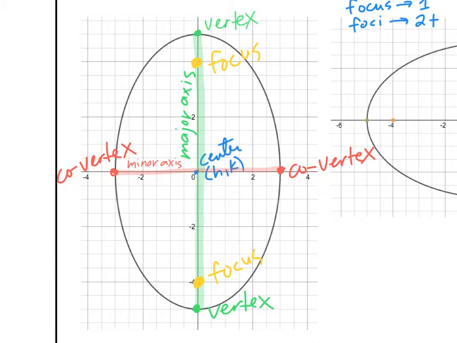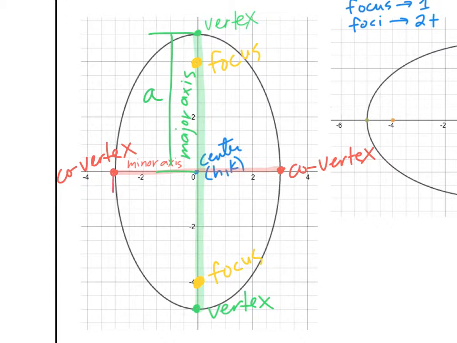Are you guys doing okay so far? There's a lot of information. Okay, last part. The distance between the center and one of the vertices is A. So let me ask you a question. How long is the major axis? 2A, because it has twice the distance. Major axis is 2A.